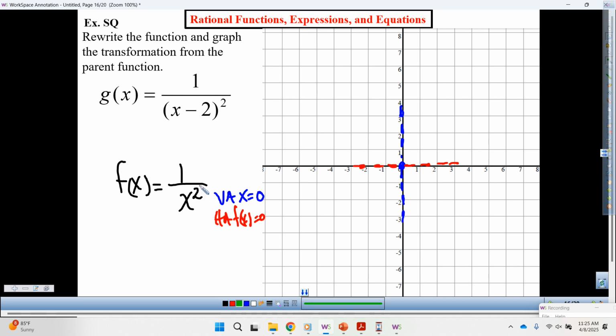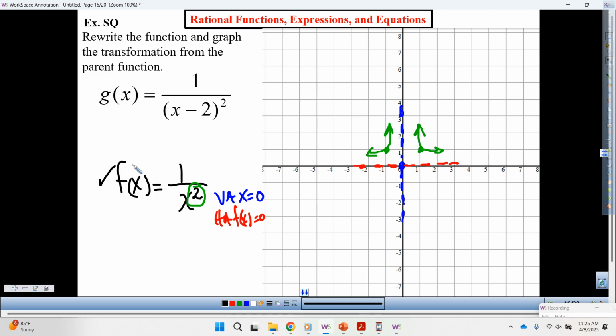Next, since this one is a squared, tell your neighbor where I go from the center to plot my points to graph my graph. Caesar, where do I go? 1 to the left, 1 up. That is correct. Plot your point. Go back to the center, and what do I do? 1 to the right, 1 up, and that's my parent function.